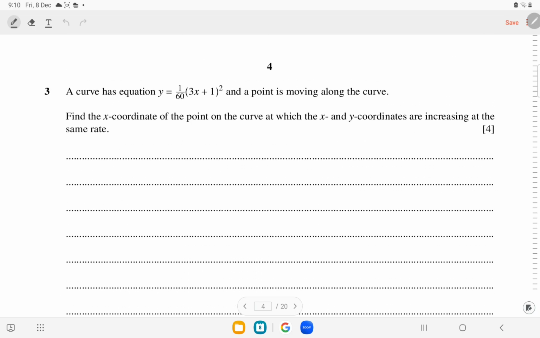Now next part, question number 3. A curve has an equation, this one, and a point is moving along the curve. Find the x coordinates of the point on the curve at which the x and y coordinates are increasing at the same rate.